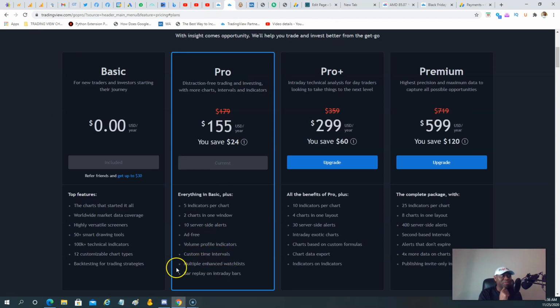So multiple enhanced watch lists. Yes, you have the ability to create watch lists. And then my personal favorite, the bar replay on intraday bars. Yes, this is what I like. So let's showcase what it looks like. If you haven't seen it so far, that's because it doesn't exist on this version.